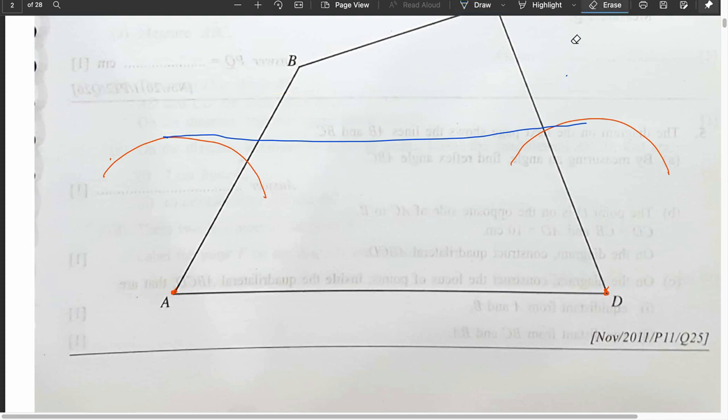So this blue line is basically 4 centimeters from AD. Any doubt? ये 4 centimeter होगा. This is 4 centimeters. This is 4 centimeters. It is a parallel line with AD. दूसरी साइड पे अब बनाने की ज़रूरत नहीं है because the question said stay inside the quadrilateral.